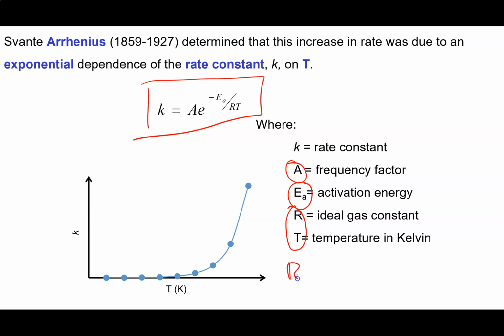And we have to remember here, whenever we're using the ideal gas constant in equations related to energy, that we've got to use the value of 8.314 joules per mole per degree Kelvin.